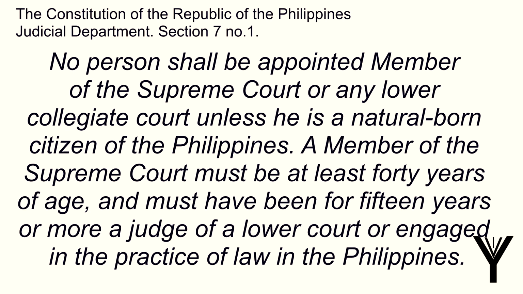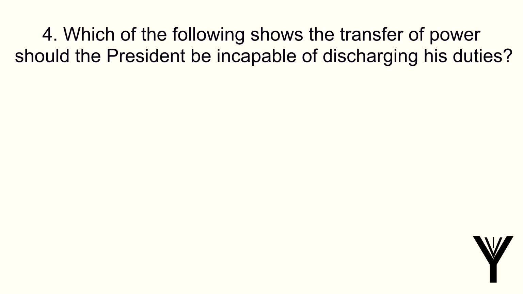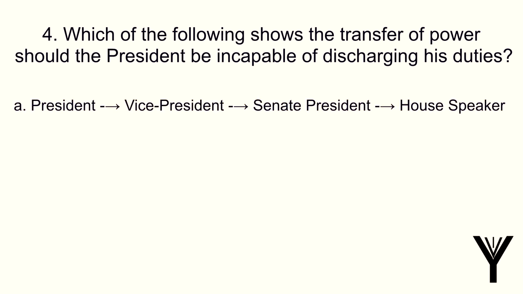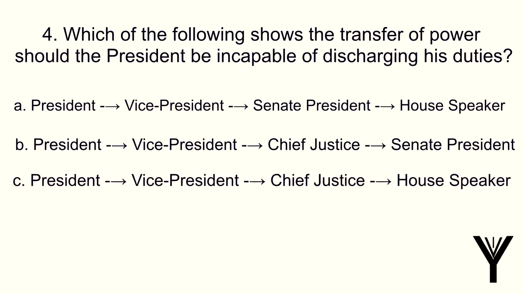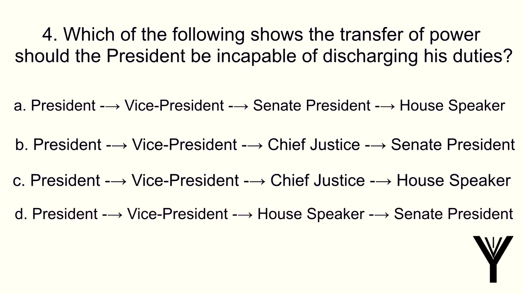Which of the following shows the transfer of power should the President be incapable of discharging his duties? A. President, Vice President, Senate President, House Speaker. B. President, Vice President, Chief Justice, Senate President. C. President, Vice President, Chief Justice, House Speaker. D. President, Vice President, House Speaker, Senate President.